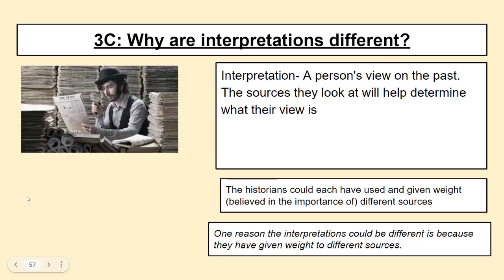So, interpretation, a person's view on the past. We've got this idea that historians could have each used and given weight. When I say given weight, they believe the importance of different sources. So they could have got their information from different sources to help form their views. That's how I would start my answer off. Word for word, I would start the answer off like this. One reason the interpretations could be different is because they have given weight to different sources.